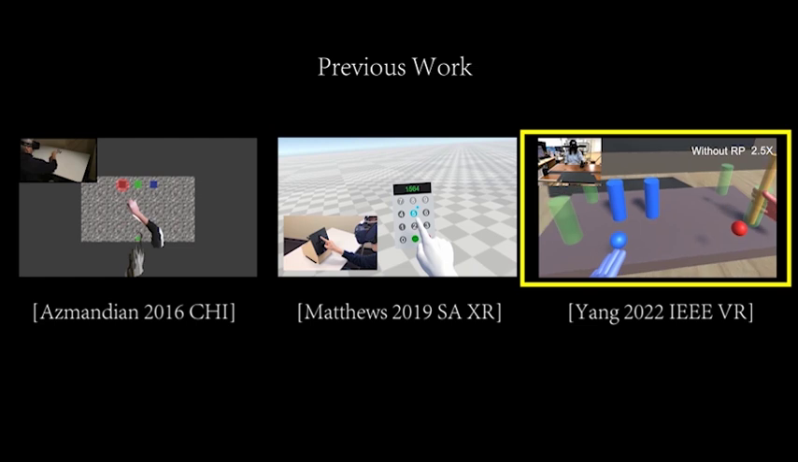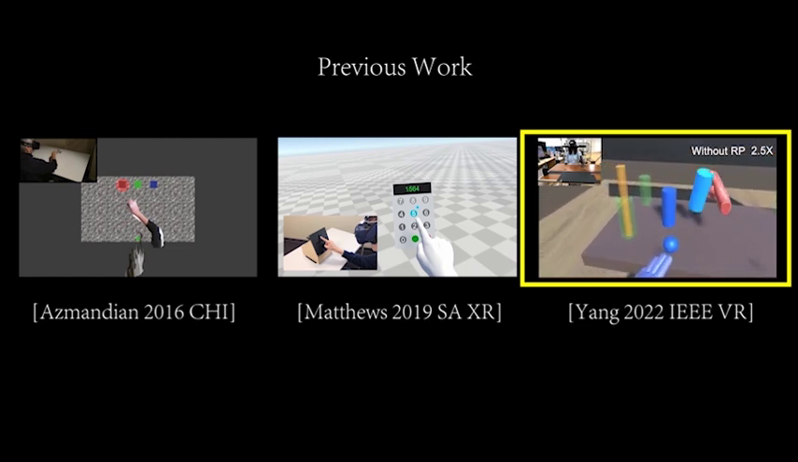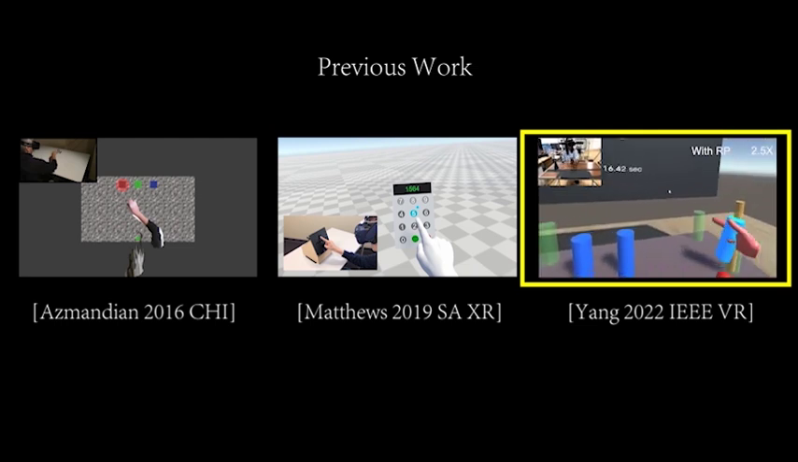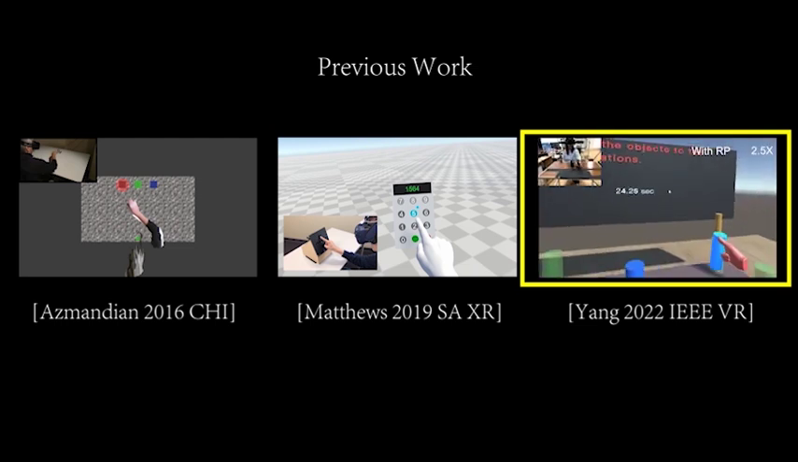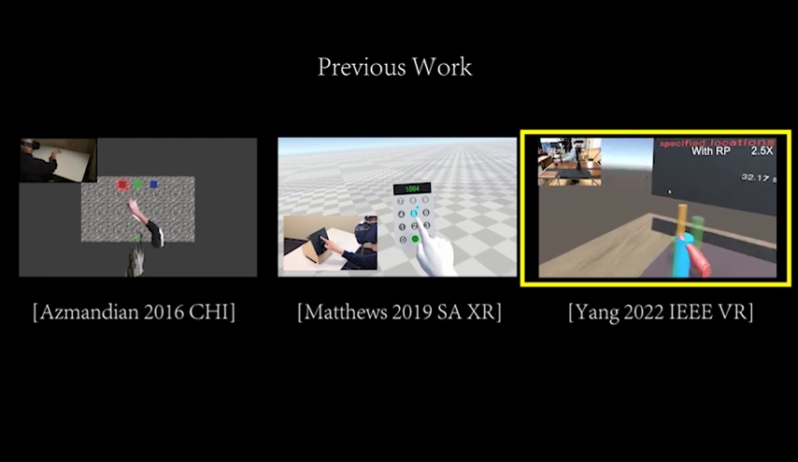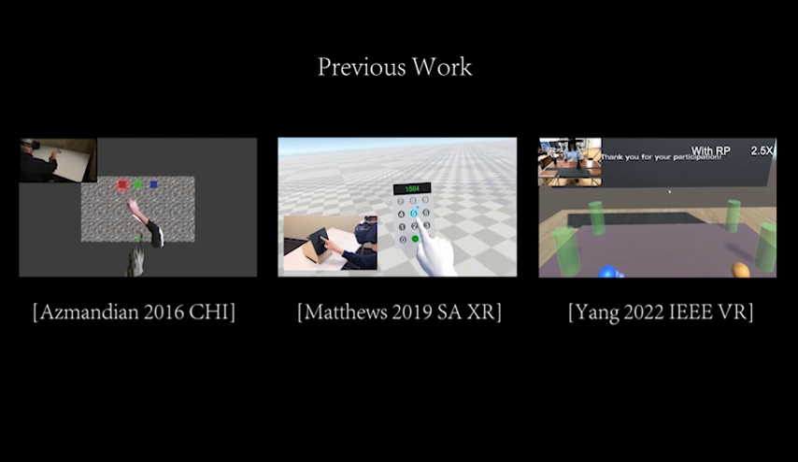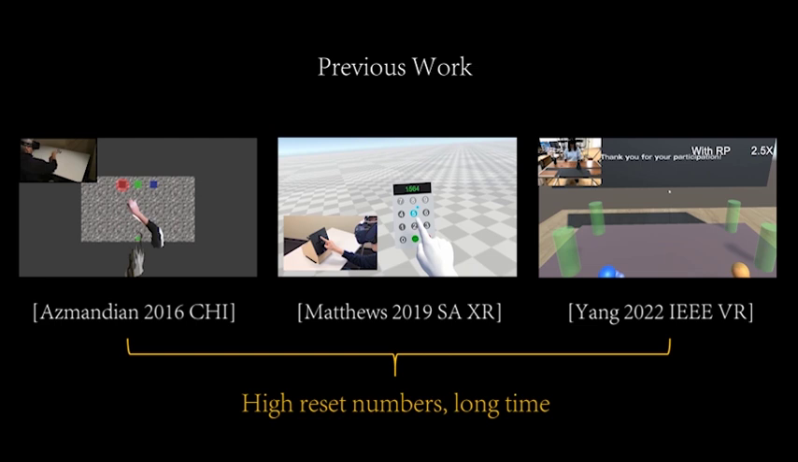Young et al. proposed that when guiding the user to place virtual objects, the physical prop can be placed in a specific position. The sum of the distances of the physical props from all virtual objects is minimized when the physical props are placed in this position, thus reducing the reset probability. However, these methods are still limited to static scenes, or high reset numbers, and long task completion time when retargeting.